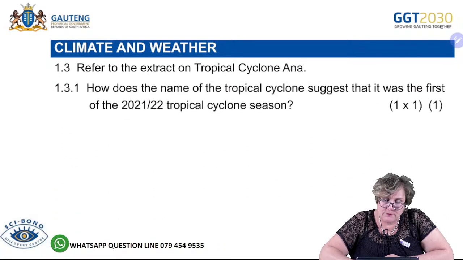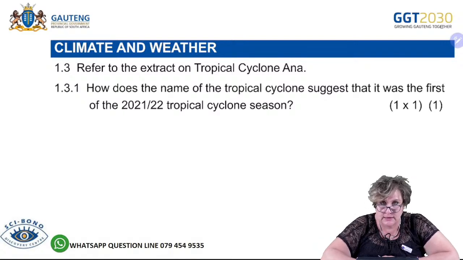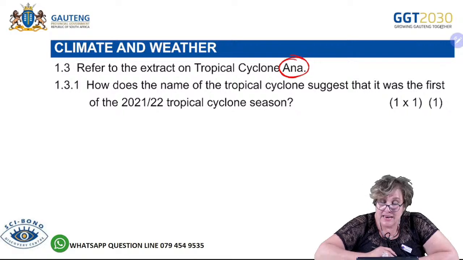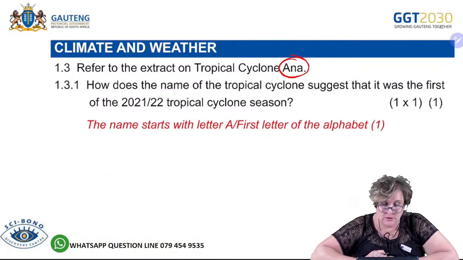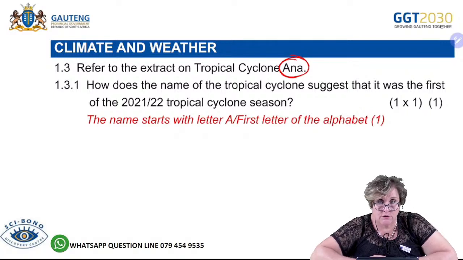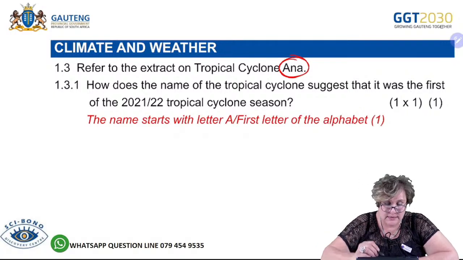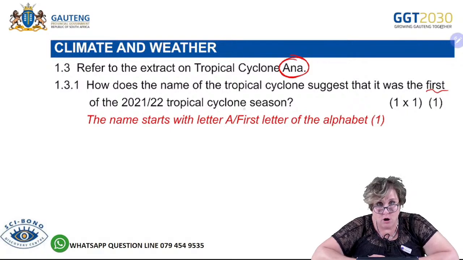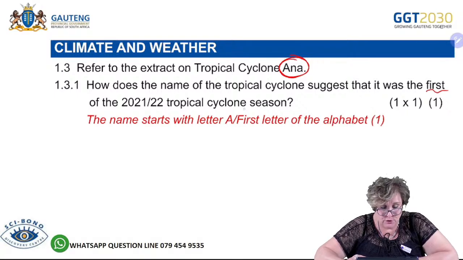How does the name of the tropical cyclone suggest that it was the first of the 2021-2022 tropical cyclone season? My answer for this lies in that word, the name of the cyclone. So my answer will be, the name starts with letter A. A is the first letter of the alphabet. That's why we would say that it is the first of the season. 1 mark for that. Very easy if you know your work.